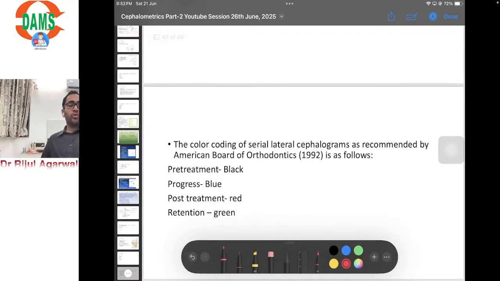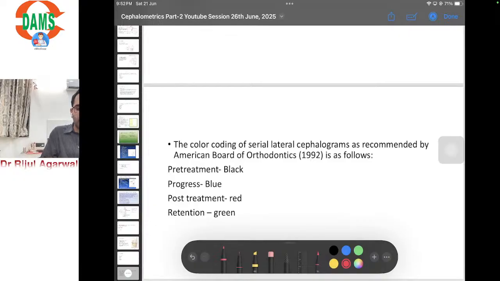Lastly, the color coding of lateral cephalogram as recommended by the American Board of Orthodontics. Till date, only this is followed. Very important. A pre-treatment lateral cephalogram is always traced in black, progress in blue, post-treatment in red, and retention in green. This color coding is very, very important from your exam point of view. So that completes our lateral cephalogram topic.